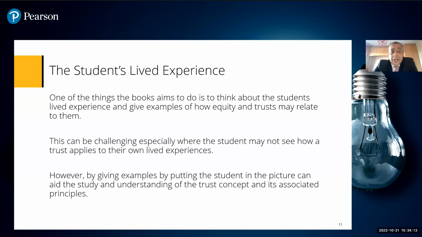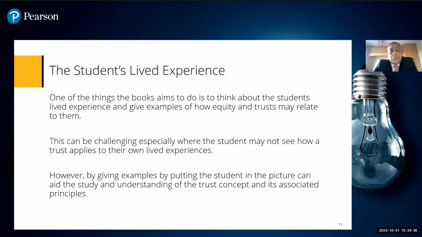Now, this can be really challenging when it comes to equity and trusts, because a lot of the cases they will look at will be cases where we're dealing with individuals with high levels of wealth. They will not necessarily know why a person would want to create a trust. What are the advantages from a tax point of view of having a discretionary trust? They won't relate to that.